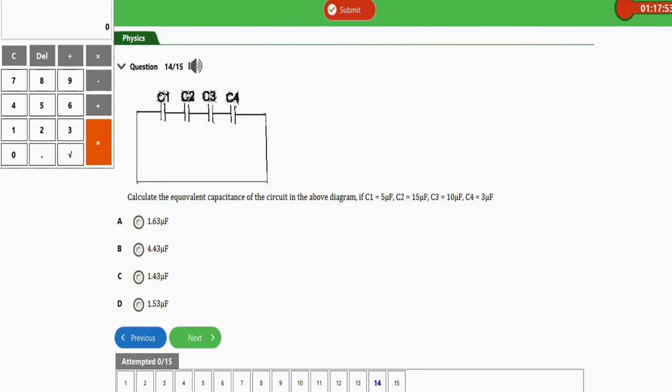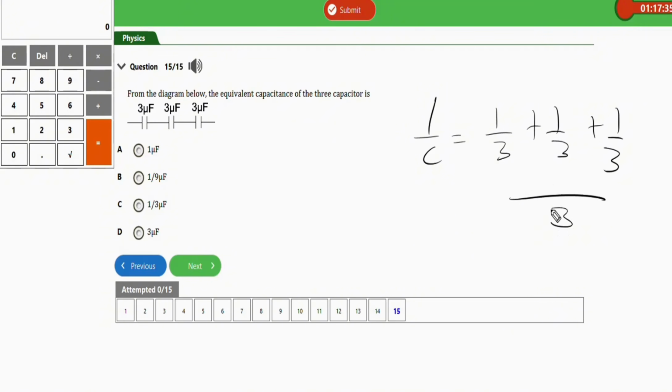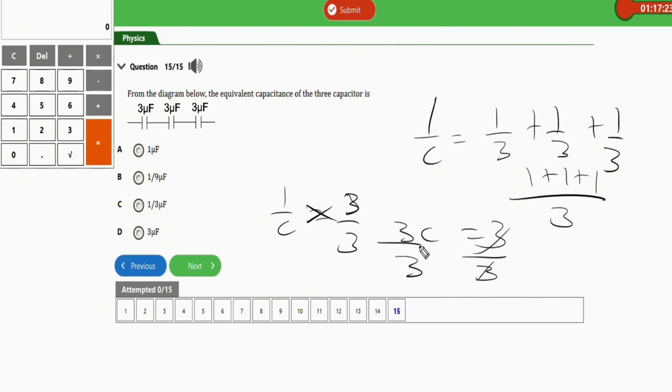So the last repeated question will be this question. It says from the diagram below, the equivalent capacitance of the three capacitors is. So this is series connection as well. We have 1 over C equals 1 over 3 plus 1 over 3 plus 1 over 3. So LCM is 3, 1 plus 1 plus 1. So we have 1 over C equals 3 over 3. Cross multiply, you have 3C equals 3. So your C is 1. So the right option is option A, 1 microfarad.